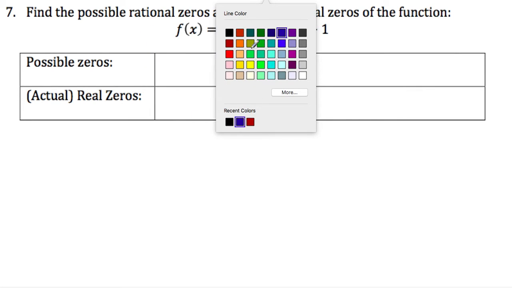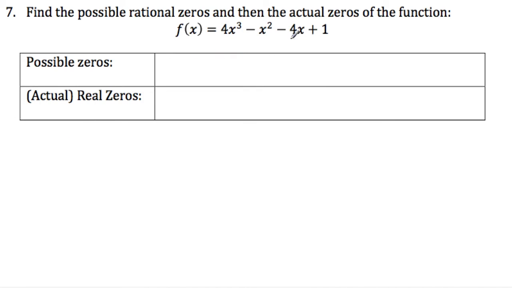All right, here we go. What we need to do is find the possible zeros. This is the rational zero theorem. So the possible zeros are all the p over q, and these are, of course, plus or minus. We take all the factors of the constant and divide by all the factors of the leading coefficient. Here the factors of the constant are 1.